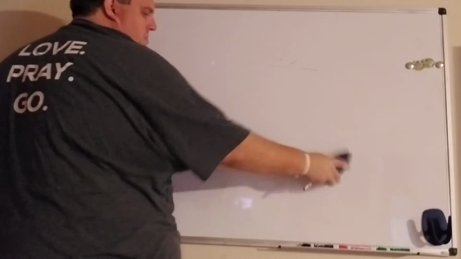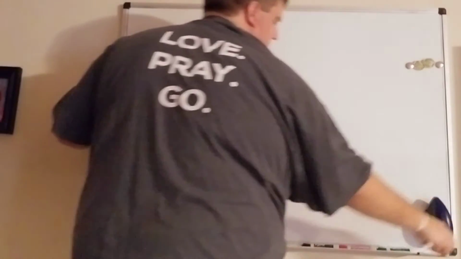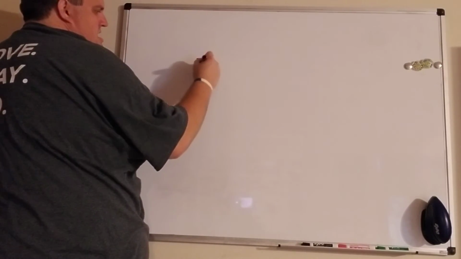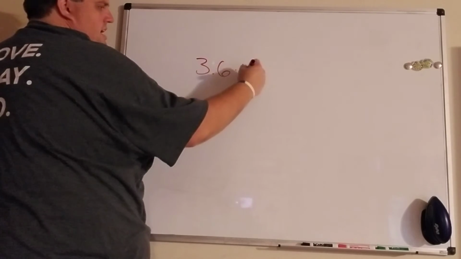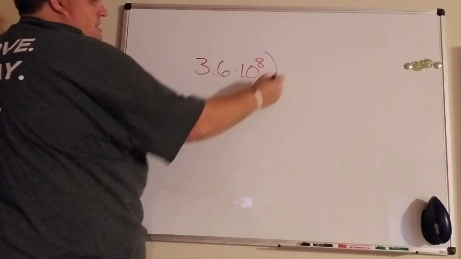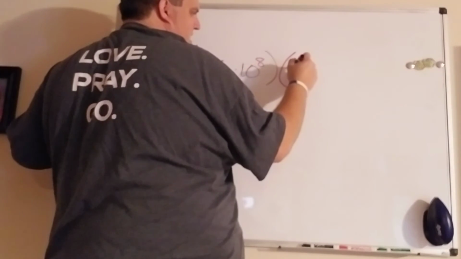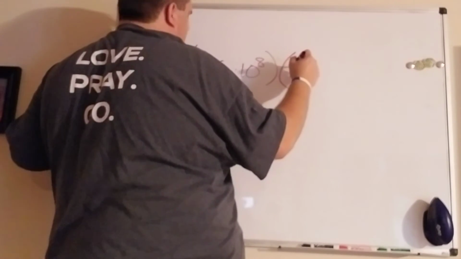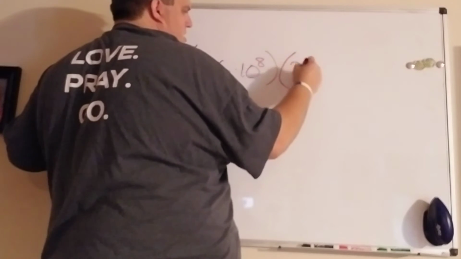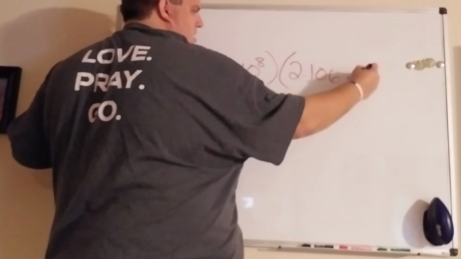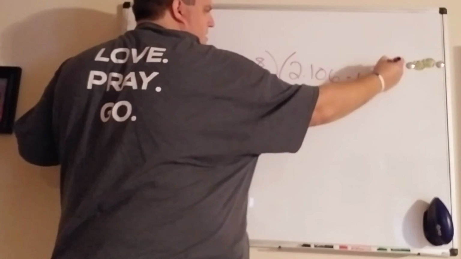That's division. Now, you probably know this or are thinking this, but the multiplication is going to work very similarly because we're going to use the multiplication rule. So if I have 3.6 times 10 to the 8th, and we'll multiply that by, what are we going to multiply it by? How about 2.106 times 10 to the 11th?